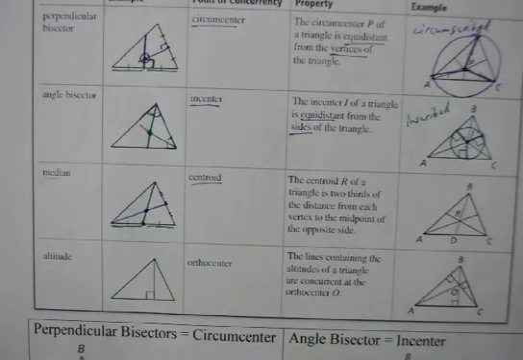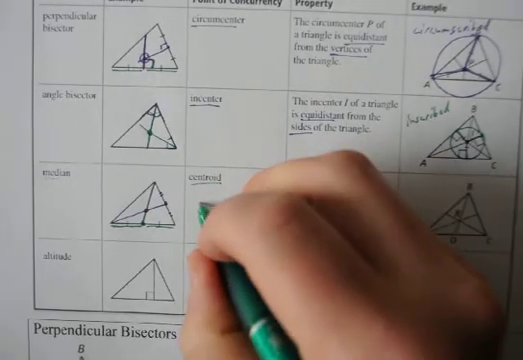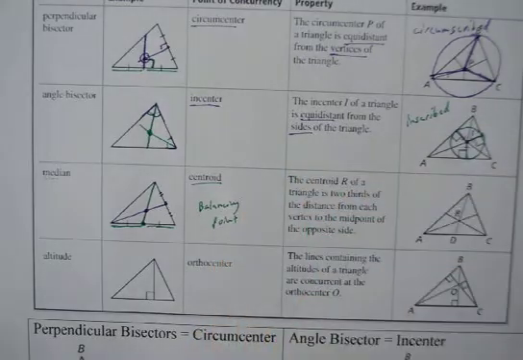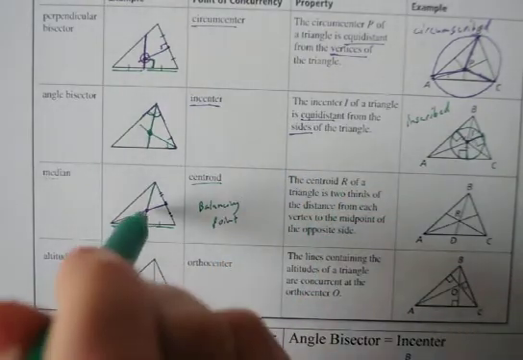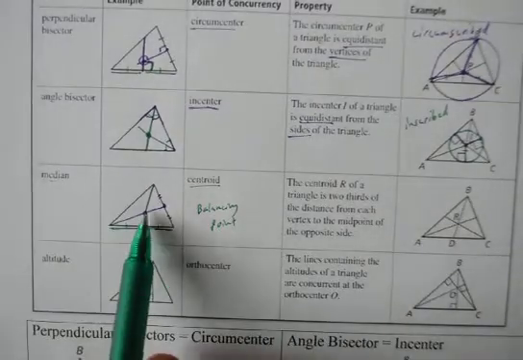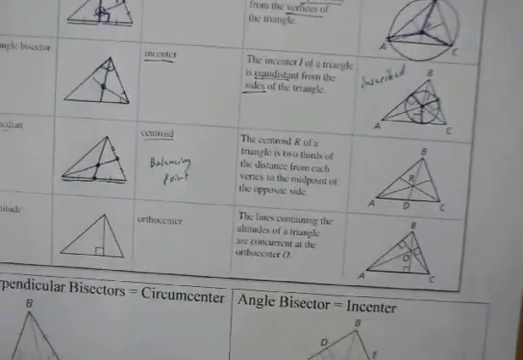Turns out the centroid is the balancing point. It's the balancing point of the triangle. I could put my pen there and I could spin the triangle. It's like the center of mass. If we were in physics, we'd call it the center of mass.